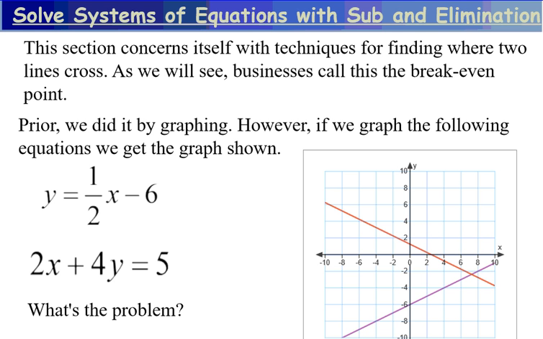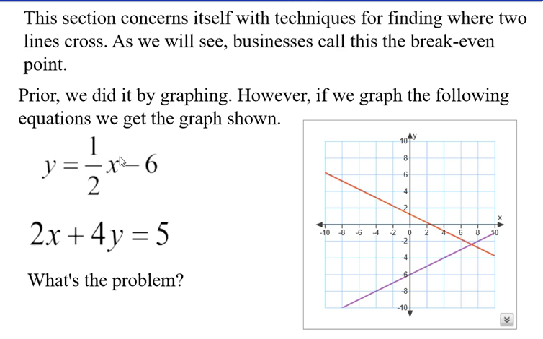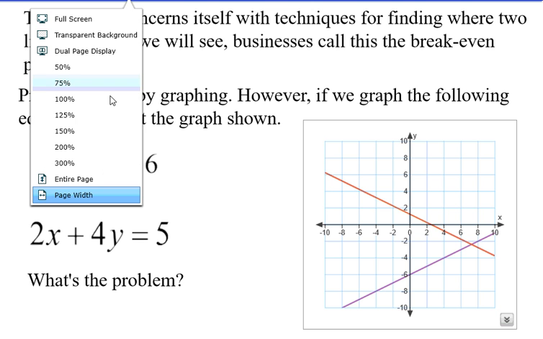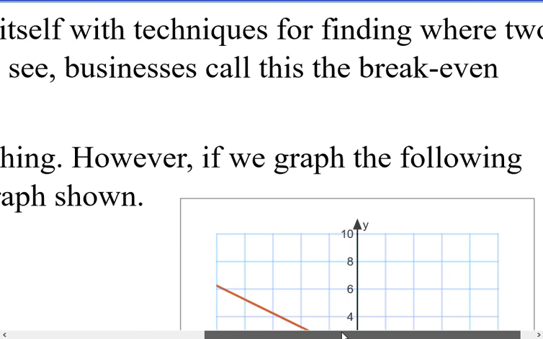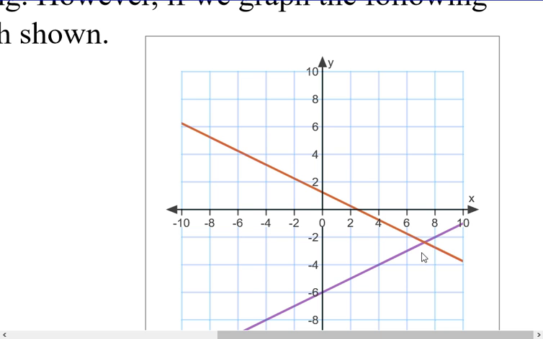Prior, we just did this by graphing. So the very first tool in our toolbox would be graphing. However, if you graph the following equations, these two shown, you'll see, if I zoom in, that the solution is not at an obvious intersection. So is that like 7? It looks like maybe just a little past 7, -2.2, like we don't know.